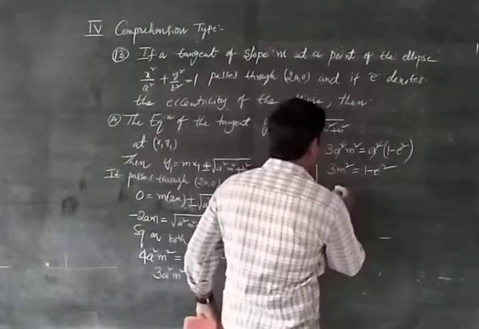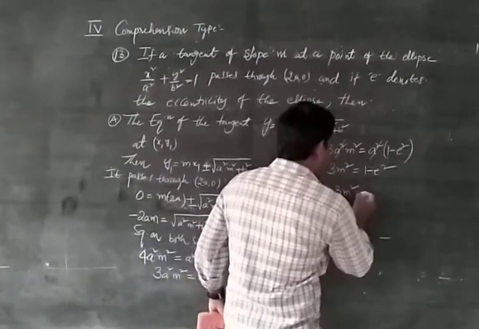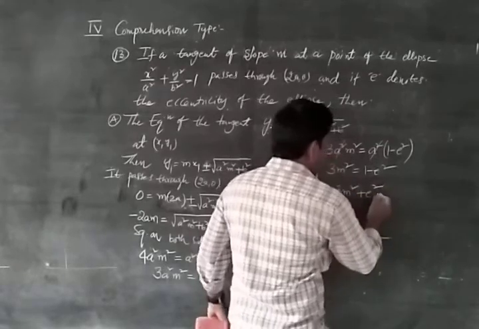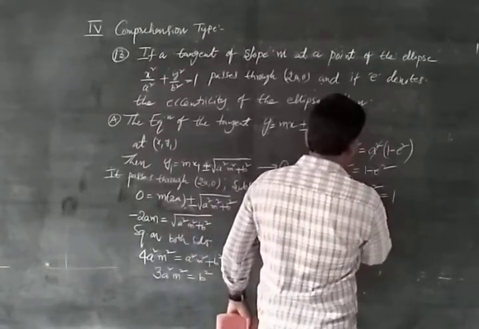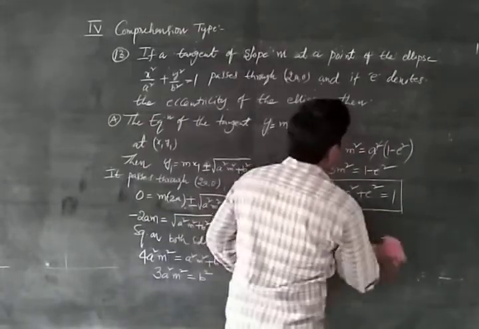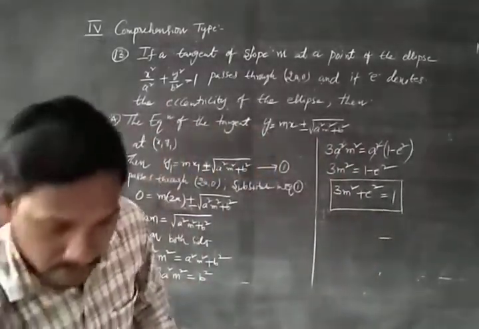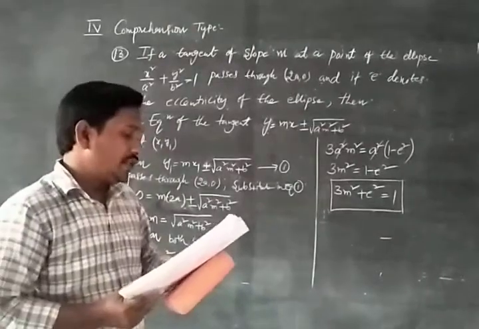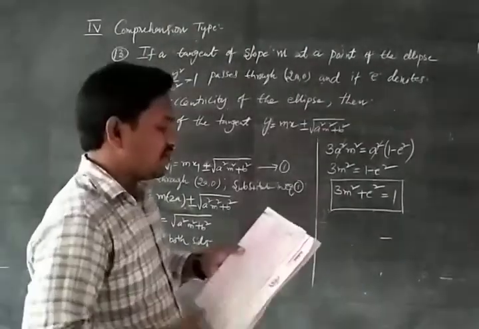Then 3m square plus e square equal to 1. We got it. Okay, what is the answer? 3m square plus e square equal to 1.